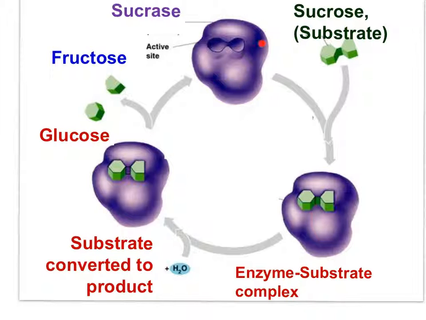The enzyme, sucrase, binds the substrate, sucrose. Sucrose is a disaccharide. The enzyme lowers the activation energy by putting stress on the bond that holds the monosaccharides together, resulting in hydrolysis. Note the addition of water, hydrolysis of the disaccharide into monomers, glucose and fructose, which are released, and then the enzyme is free to work again.